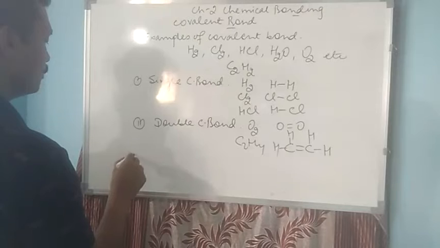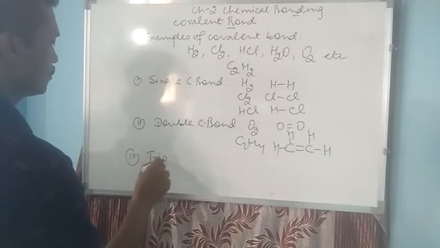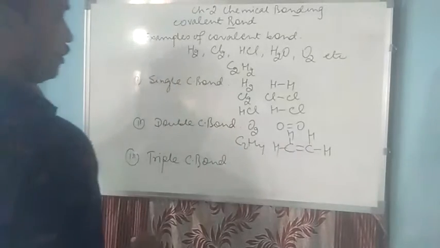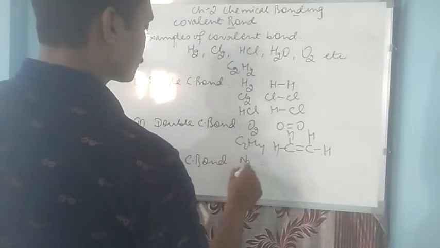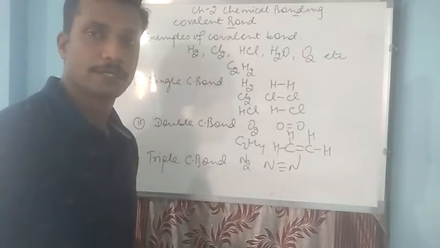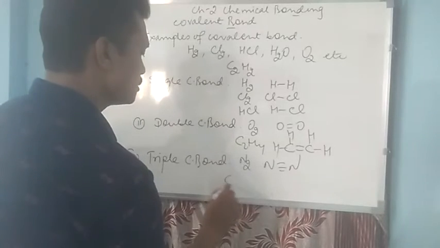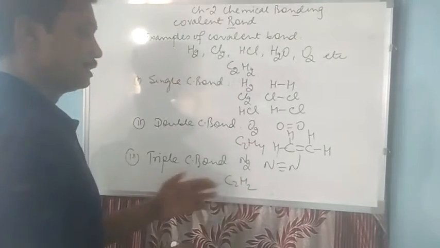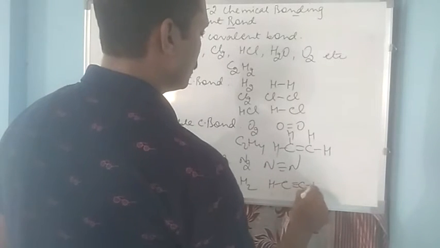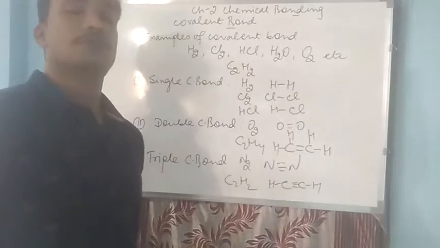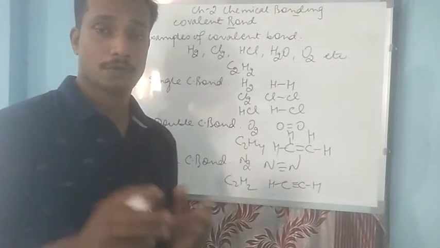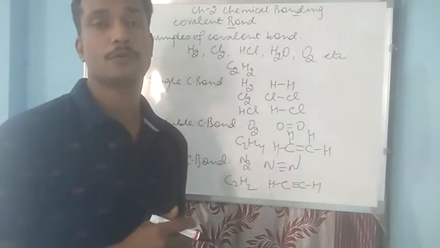Then coming to triple covalent bond. And triple covalent bond like N2. You can see there are triple bonds between two nitrogen atoms. Then C2H2, ethyne or acetylene. So there is also triple bond between two carbon atoms. These are the types of bonds on the basis of number of bonds between two atoms.